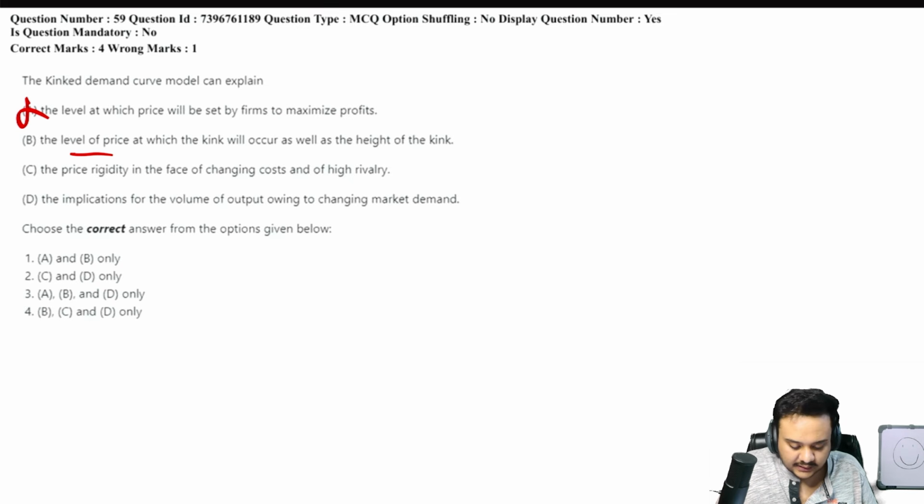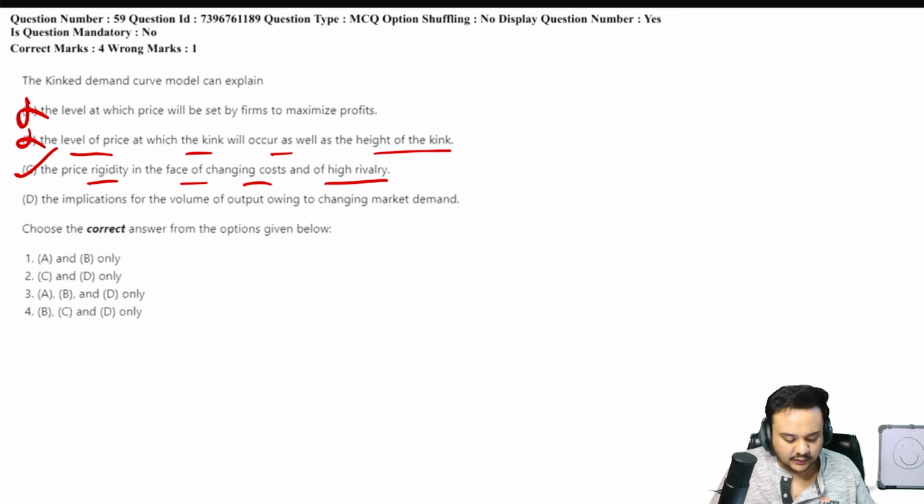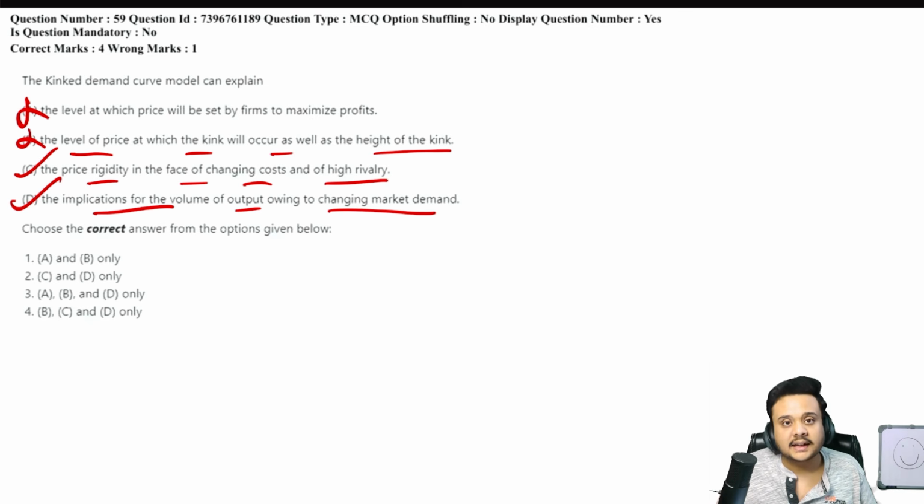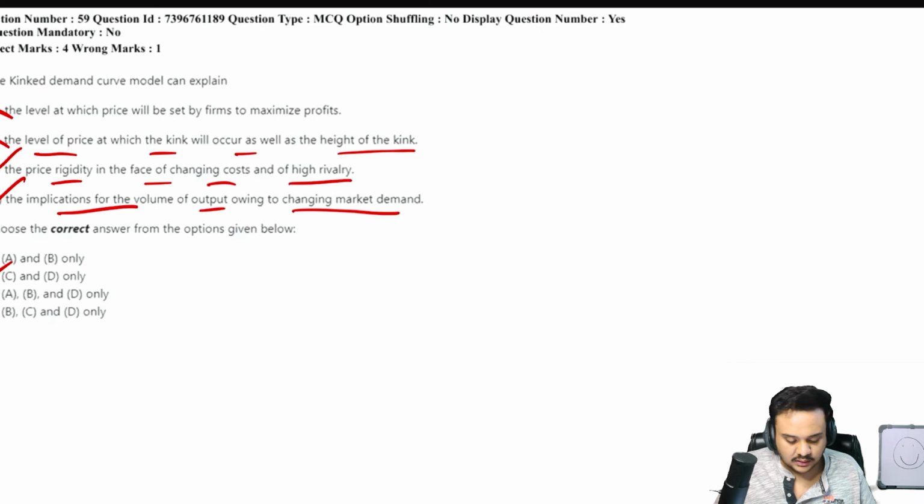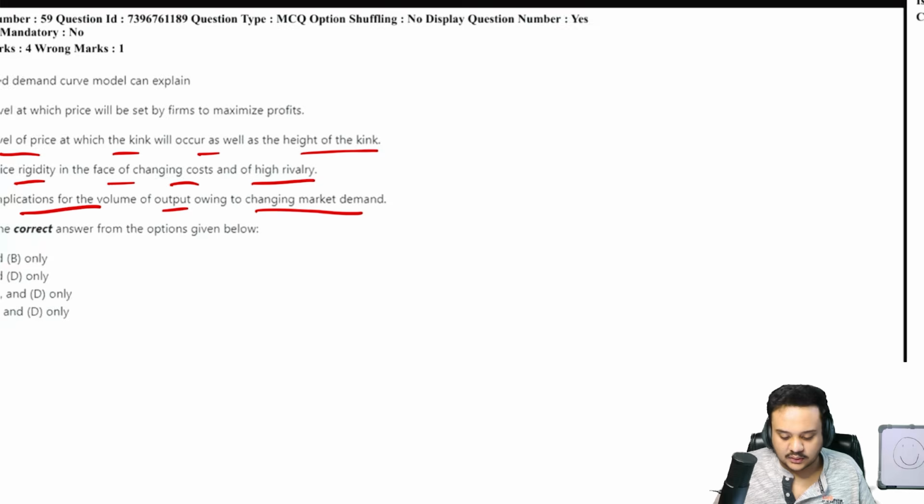Then the level of price at which kink will occur as well. No, again, that is also not what it explains. Price rigidity in the face of changing costs. Yes, that is what we are looking for. The price rigidity in the face of changing costs and rivalry. Implications for volume of output owing to changing market demand. Again, if we are talking about the demand that shifts within the discontinuous gap of MR, then prices can stay rigid and the output can change. Okay, so that is why C and D are right, and your answer is 2. So this is a very important model and you should cover this in depth.